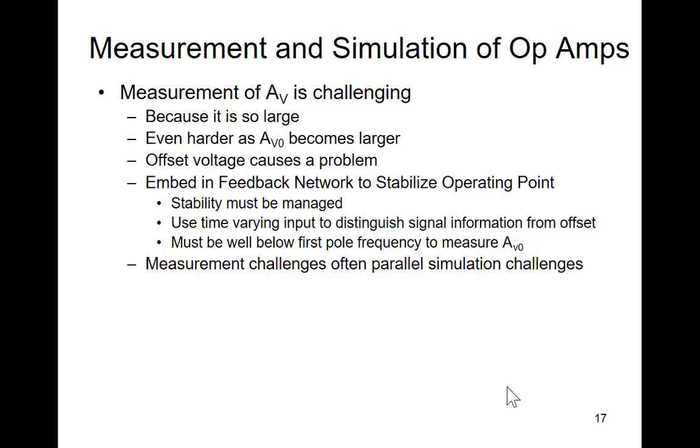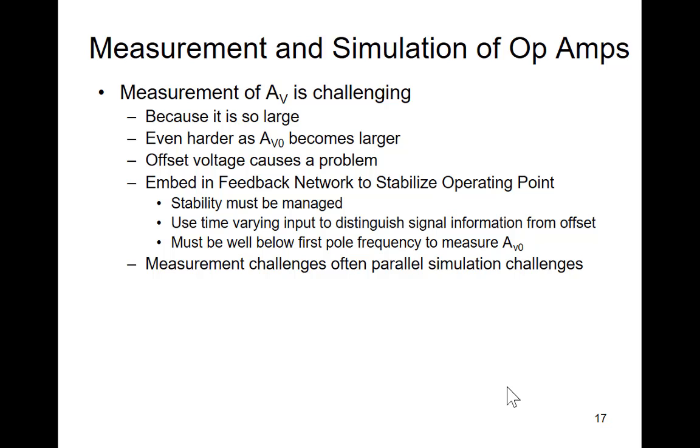People measured the gain of the amplifier, but they may have been doing it at 100 hertz or kilohertz. So if this gain is 80 dB, which would be 10,000, and you're 2 decades past the pole, instead of having a gain of 10,000, you might have a gain of 100. And that's what some people were measuring in the laboratory.